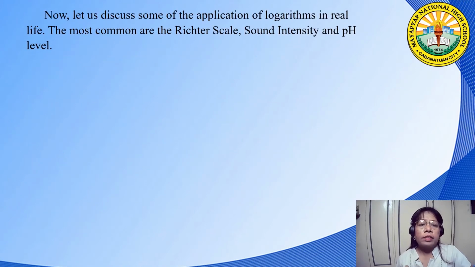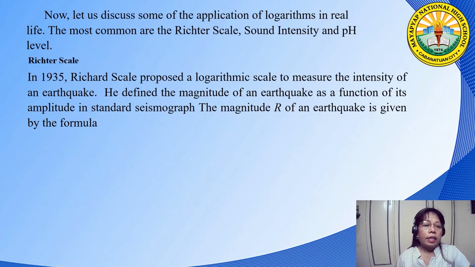Now, let us discuss some of the applications of logarithms in real life. The most common are the Richter scale, sound intensity, and pH level. In 1935, Richter proposed a logarithmic scale to measure the intensity of an earthquake. He defined the magnitude of an earthquake as a function of its amplitude in a standard seismograph.